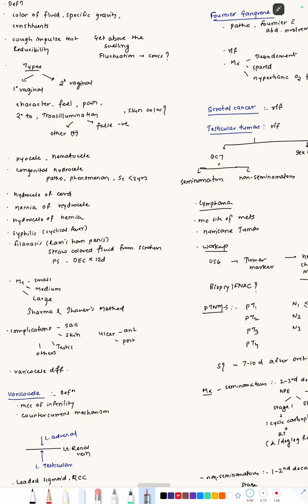Management of hydrocele: for small hydrocele, we do Lord's plication. For medium sized hydrocele, there is Japanese procedure, and for large sized hydrocele, there is going to be Winkelmann's procedure. Then Sharma and Sauer's method are also used.